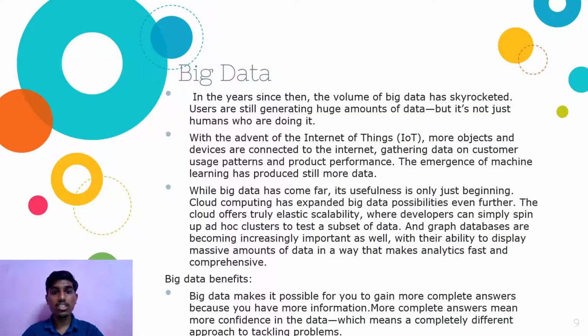In the years since then, the volume of big data has skyrocketed. Users are still generating huge amounts of data, but it's not just humans who are doing it. With the advent of the Internet of Things (IoT), more objects and devices are connected to the Internet, gathering data on consumer usage patterns and product performance. The emergence of machine learning has produced still more data. While big data has come far, its usefulness is only just beginning.